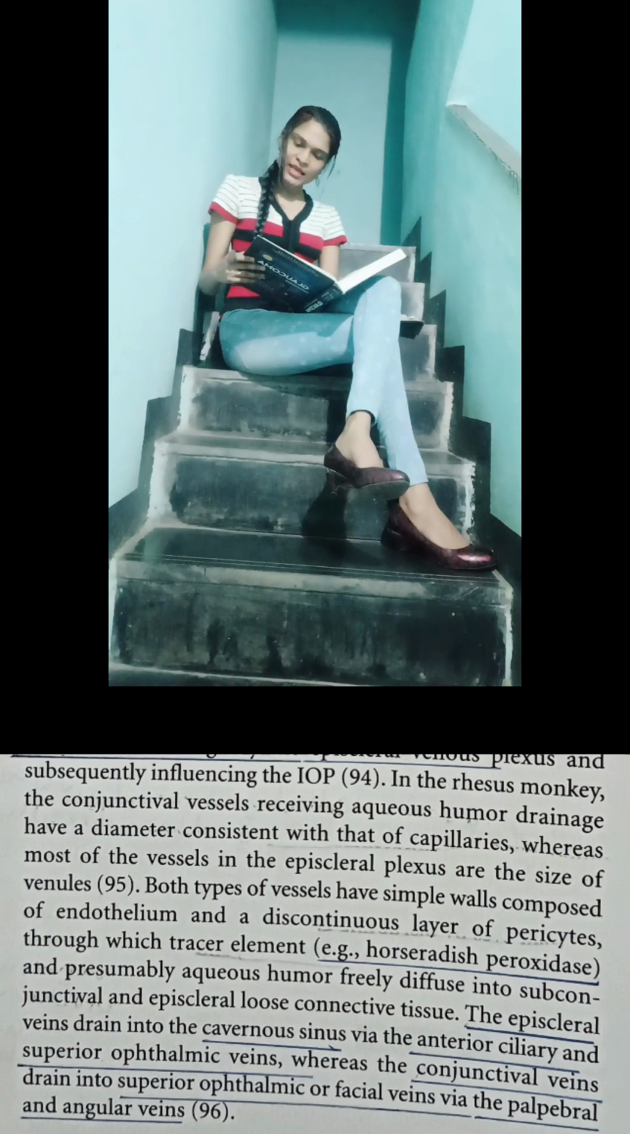Both types of vessels have simple walls composed of endothelium and a discontinuous layer of pericytes through which tracer elements, for example, horseradish peroxidase, and presumably aqueous humor freely diffuse into subconjunctival and episcleral loose connective tissue. The episcleral veins drain into the cavernous sinus via the anterior ciliary and superior ophthalmic veins, whereas the conjunctival veins drain into superior ophthalmic or facial veins via the palpebral and angular veins.